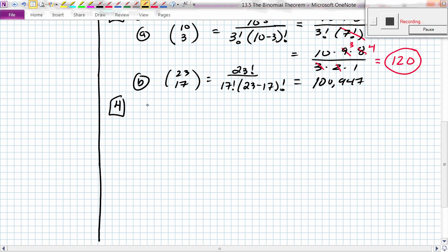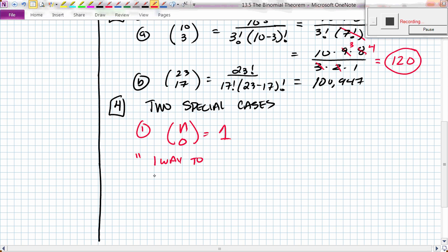Okay, so there are 2 special cases we need to talk about. Number 1 is n choose 0 is equal to 1, because there is one way to choose nothing.